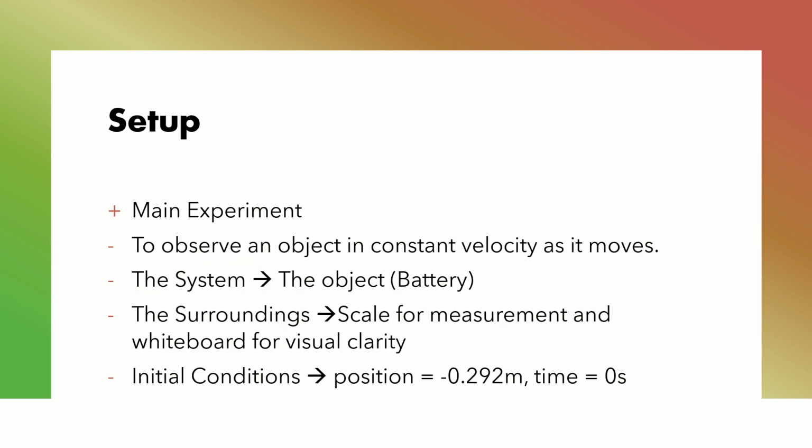If we go to our setup, the mini experiment consists of the following. We have our system, which is the object, in this case being a battery, and the surroundings being a scale for measurement behind the battery and a whiteboard for visual clarity. Our initial conditions are a position being negative 0.292 meters and time being 0 seconds. So the negative 0.292 meters is because of the tracker, by the way.